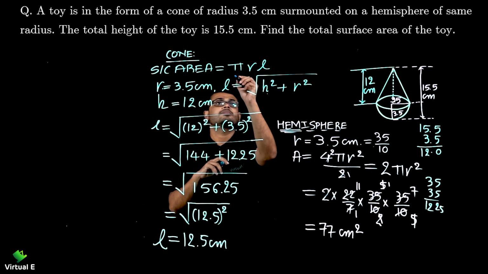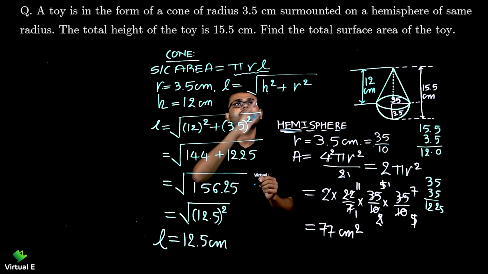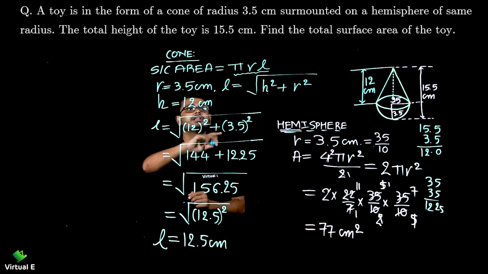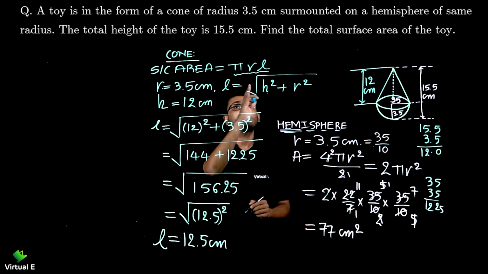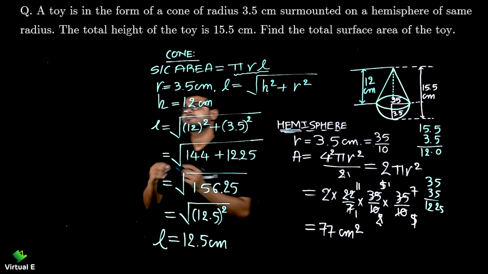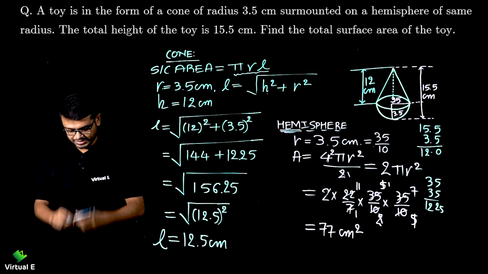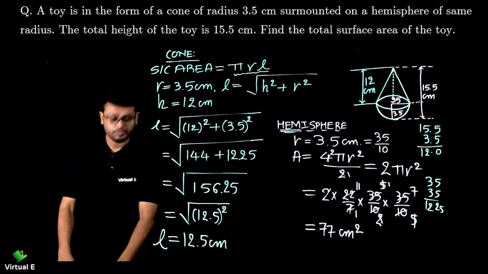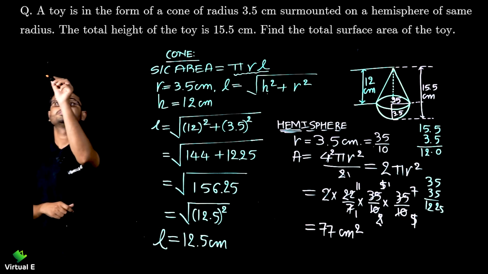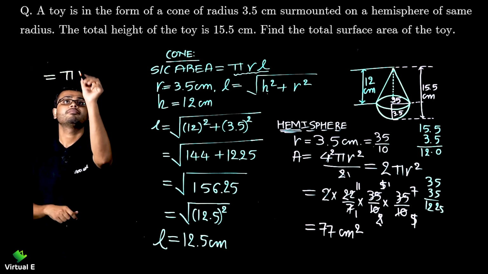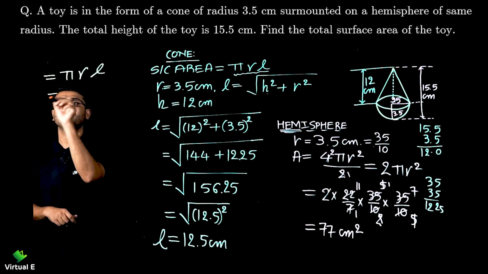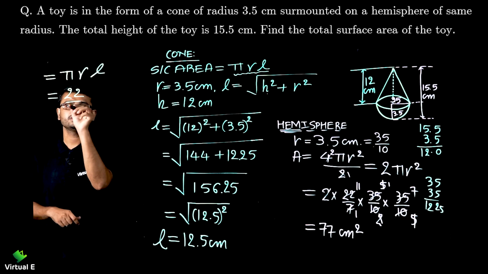Now let's come to the formula, right? We were not having the value of L, so we found the value of L. Afterwards we need to find the surface area. So surface area, let's start. Surface area is equal to pi RL. So let's start that calculation. Pi RL. Pi is 22 by 7.